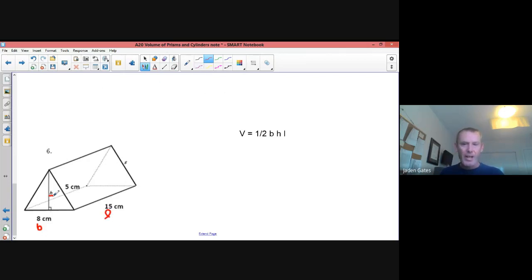So I need my height, or otherwise I can't find the volume. Now, check this out. Inside my triangular prism is a triangle, surprise, surprise. And in fact, it's a right angle triangle. I have this 5 here, which again is my slant height, but that's not what I want. Now it's 8 across, but halfway across would be 4. So here's what I'm going to do. I have a right angle triangle where I'm going to find the height.